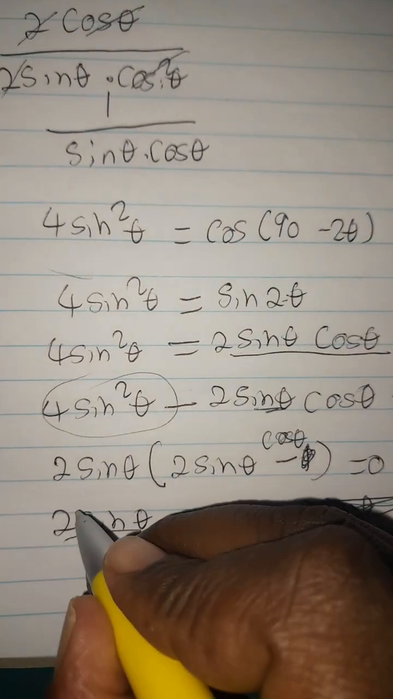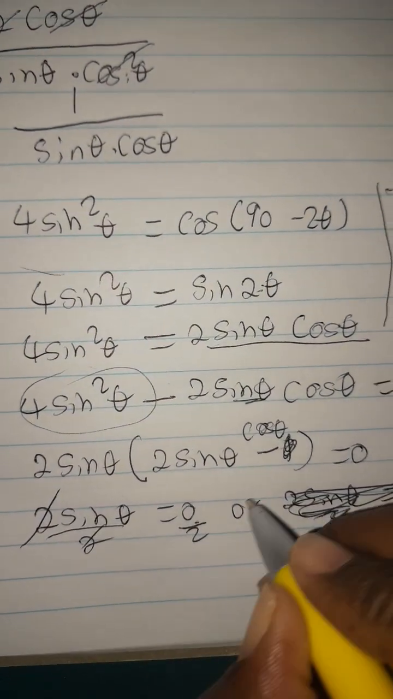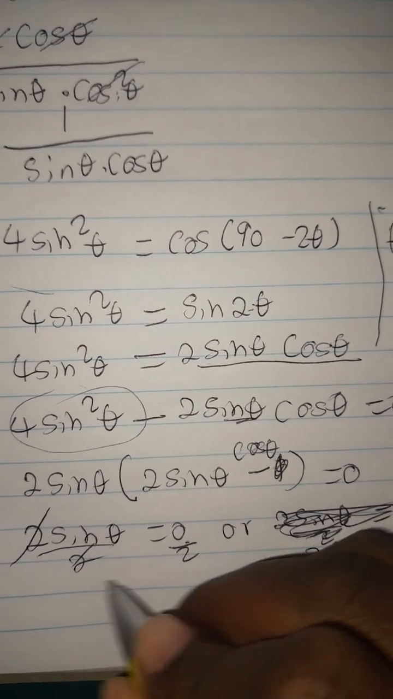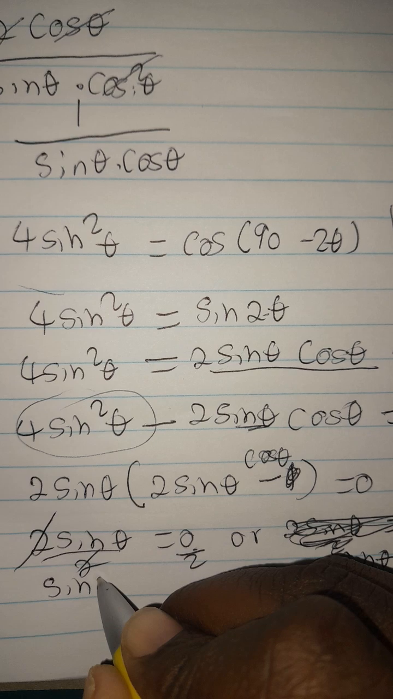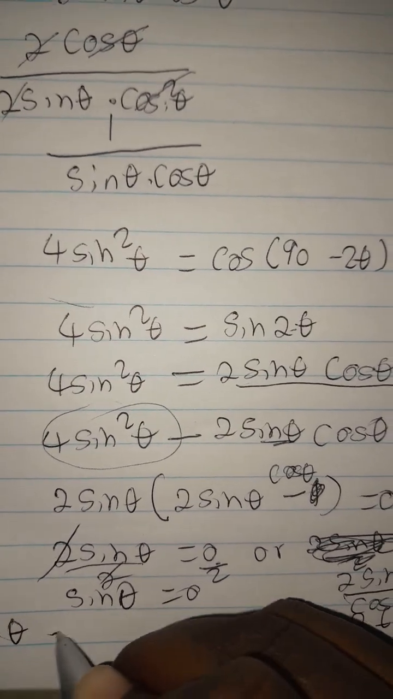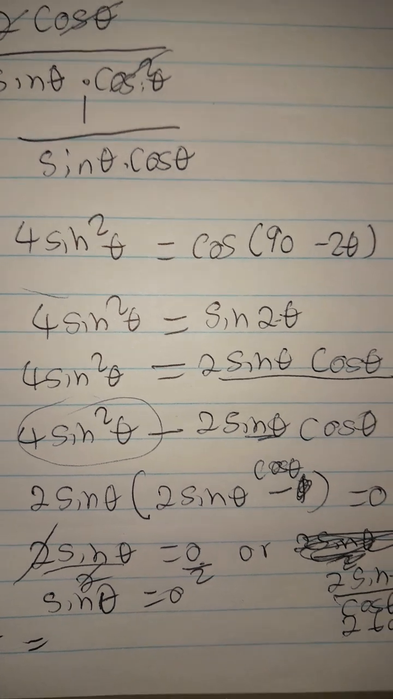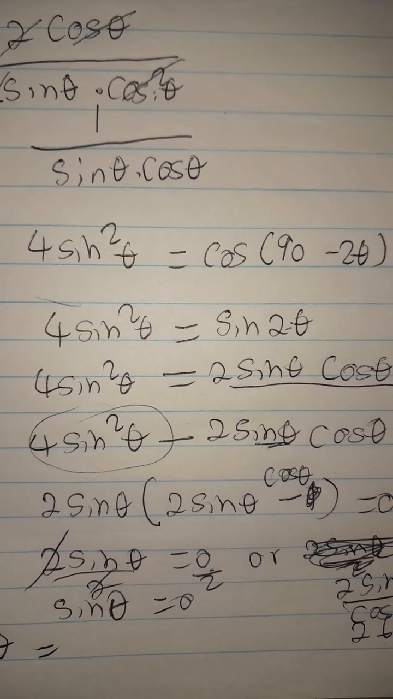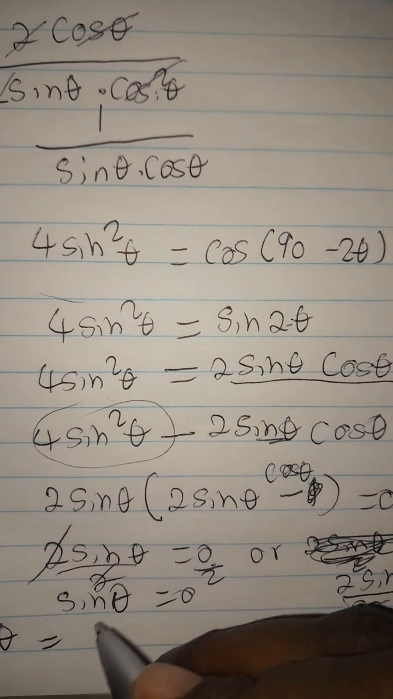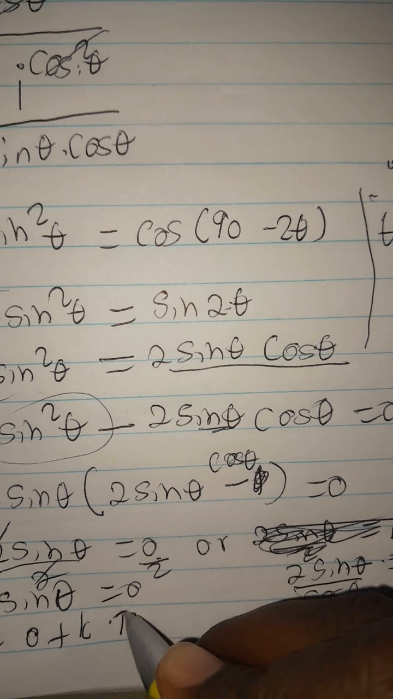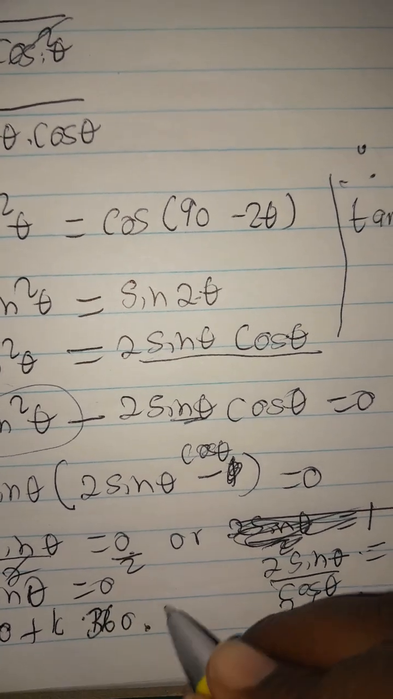Okay, but let me deal with this first. Remember, we will have sine theta equals 0. So if you find the reference angle of sine theta equals 0, the reference angle will give us 0. So it will be 0 plus k times 360, where k is an element of integers.